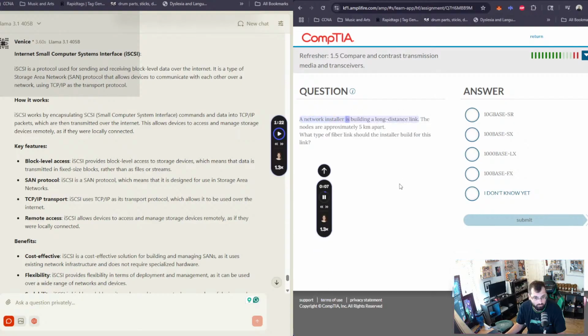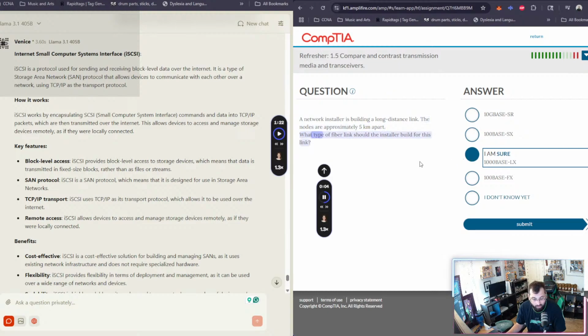A network installer is building a long-distance link. The nodes are approximately 5 kilometers apart. What type of fiber link should the installer build for this link? We spent the majority of this stream talking about this. It is long wavelength.